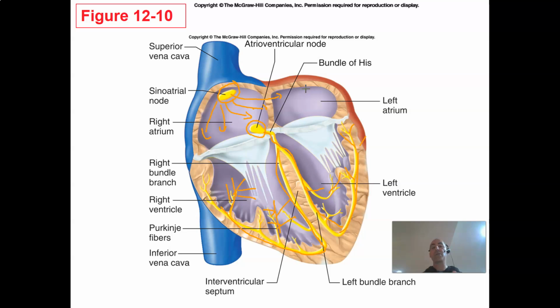There's obviously more information on channels in the graphs in the longer lecture, but this is essentially just a short video on the conduction system of the heart.